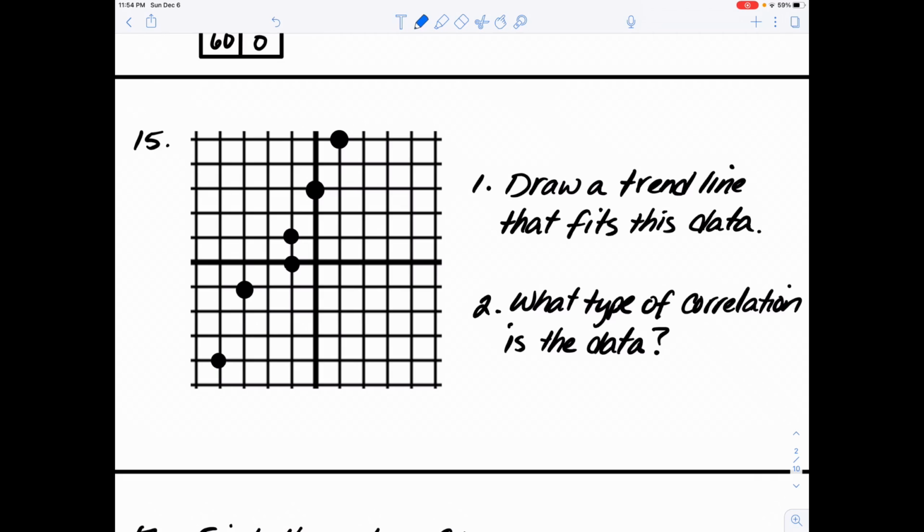Question number 15, we have a coordinate plane with some points on it. And number 1 says to draw a trend line that fits the data. So this time it just wants you to sort of draw one by hand. What I want you to see is one example of not a good drawing and one example that is pretty good. So let's start with an example of a trend line that's not so good.